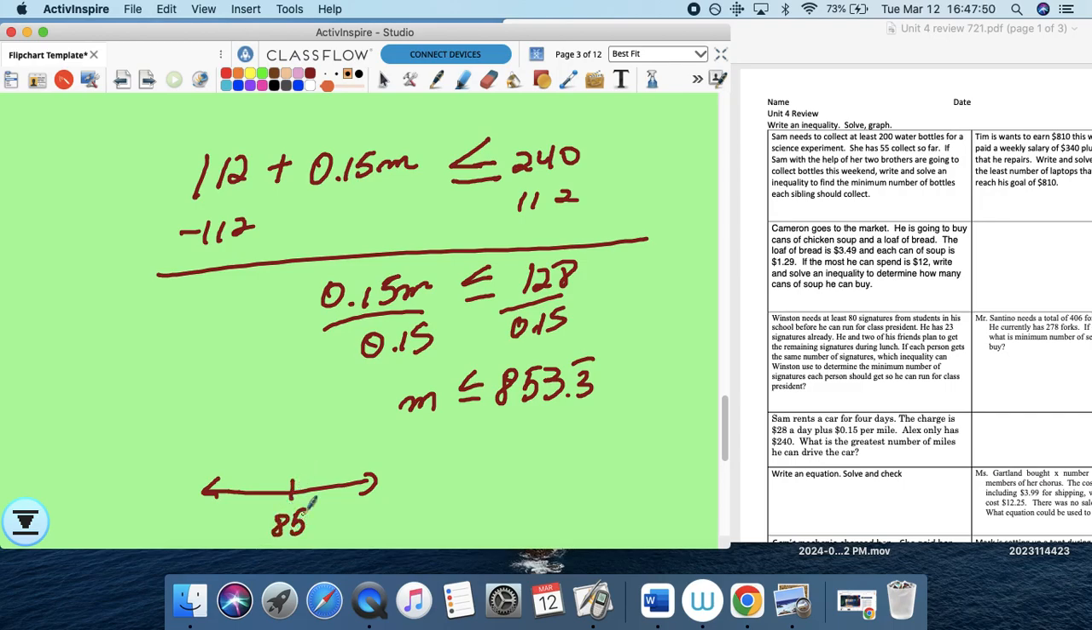I should have been more specific because you can actually drive 853 point something, depending on your odometer in your car. Next time you go in your car, it actually shows you you've driven 100 miles, 100 miles and 0.1, 100 miles and 0.2, right? It actually gives you the tenth. So the maximum number of whole miles would be 853. But if the question allowed for a decimal, fractional part, it'd be 853 and 1/3 of the next mile.